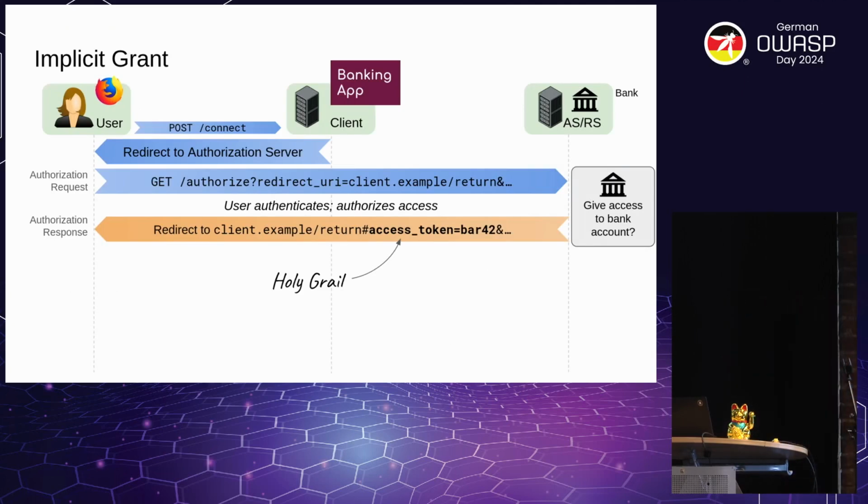When you look at the OAuth RFC 6749, the first thing that you might want to implement is something called the implicit grant. This is OAuth in its most simple form. So you have the user that says, I want to connect my banking app with my bank. Then the client, the banking app, says, that's nice, but I need an access token to do that. Please go to the authorization server with this request.